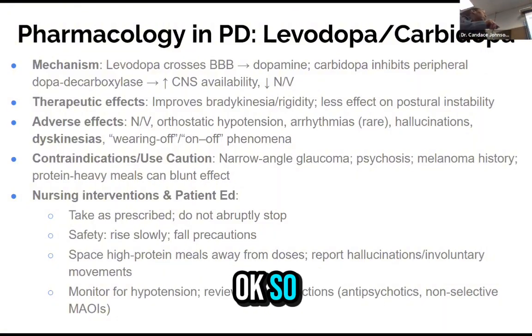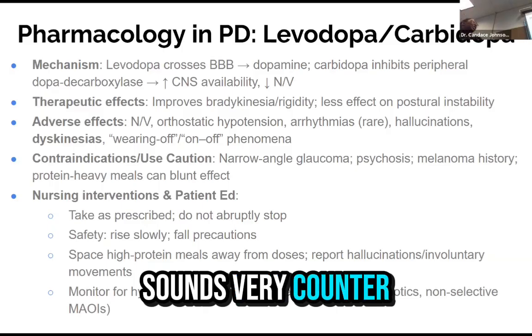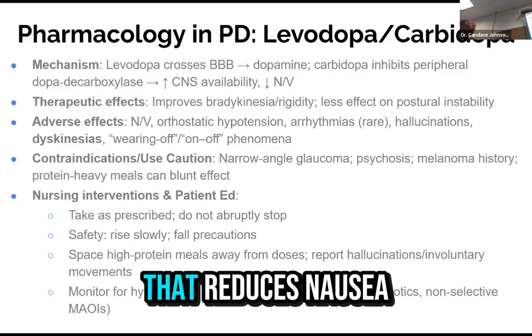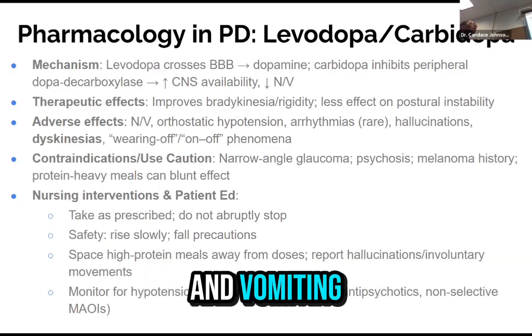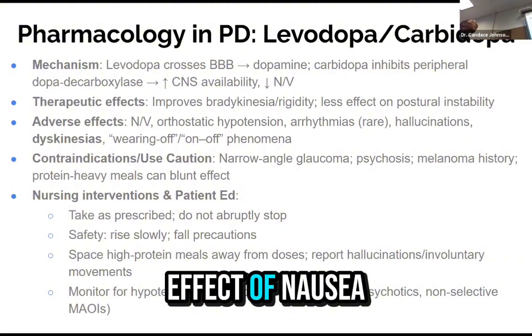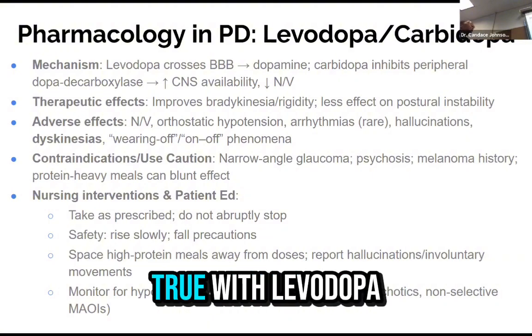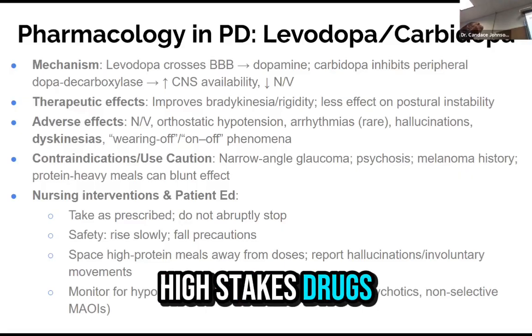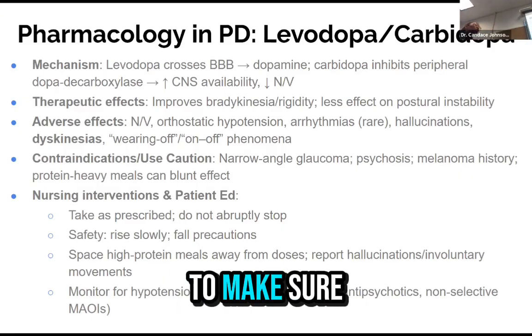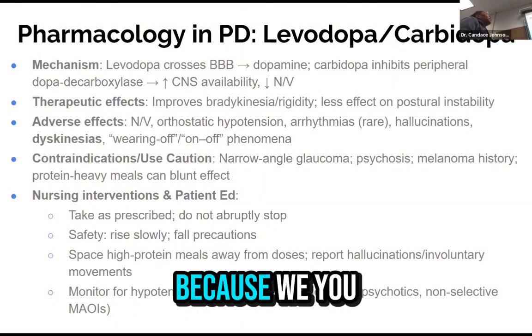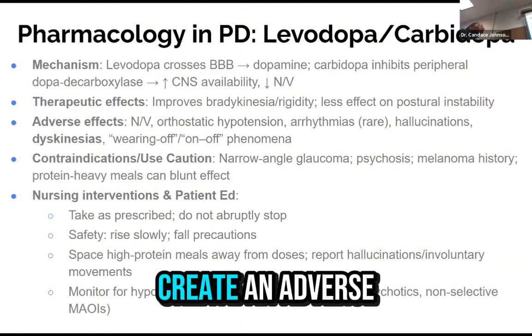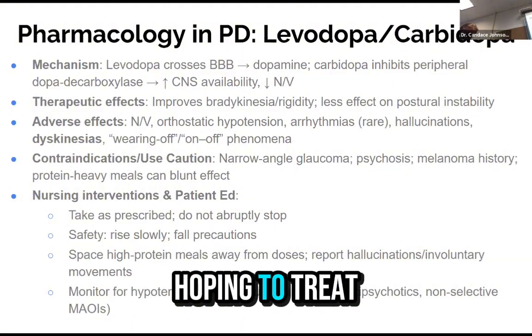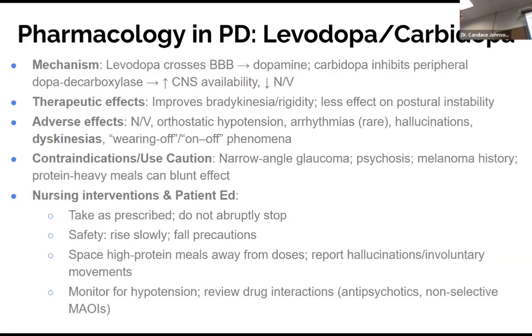I know it sounds very counterintuitive to have something that reduces nausea and vomiting also have the adverse effect of nausea and vomiting, but that is true with levodopa carbidopa. And again, with these high risk, high stakes drugs, we usually have to make sure we're getting them in a narrow therapeutic index, because we don't want to create an adverse effect that we're hoping to treat.